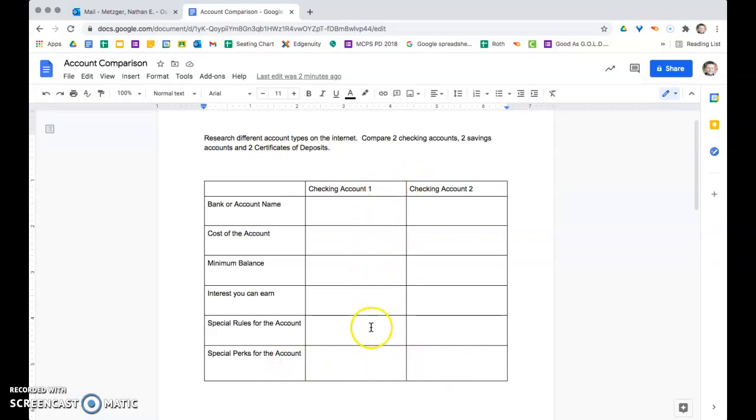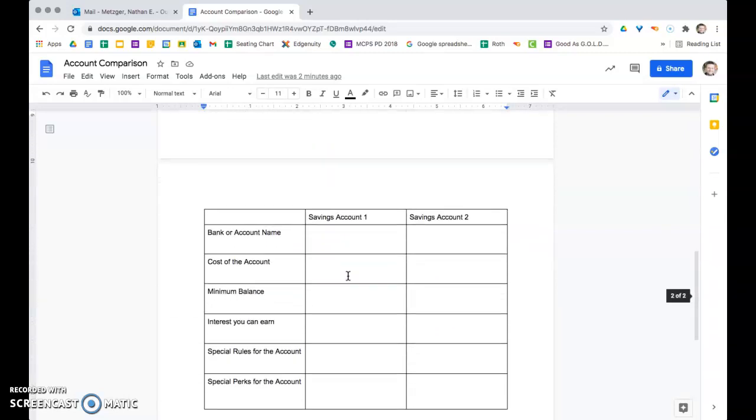So we're going to start with a checking account. Now remember, as you start to look for these things, some of it may seem strange to you. You may not quite understand it. Don't be afraid to make a mistake in here. That's how we learn. The important thing here is that you're researching different accounts and comparing them. So we're going to do that with a checking account.